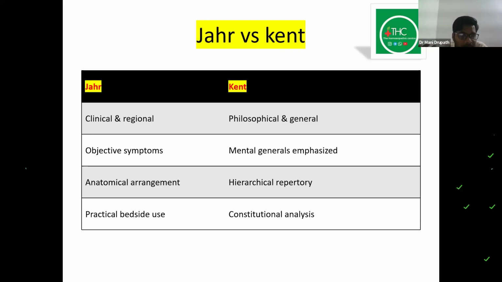There is more emphasis on objective symptoms in Jhar, as in Boger, Synoptic Key by C.M. Boger, who was also more on objective symptoms. But coming to Kent, it is very philosophical and general. Mental generals are more emphasized in Kent, as we generally know. Jhar is more of an anatomical arrangement, you can see here. Kent's is a hierarchical repertory, and practical bedside use is Jhar's repertory. Kent's is more of constitutional analysis.